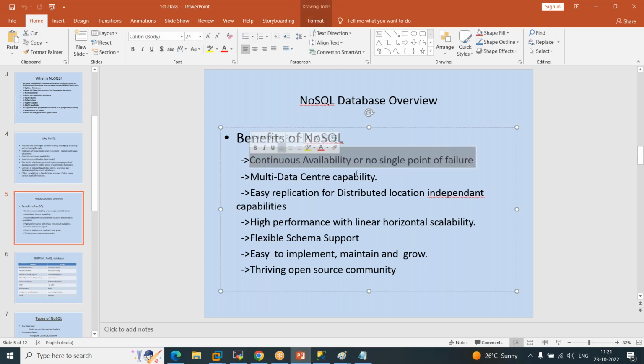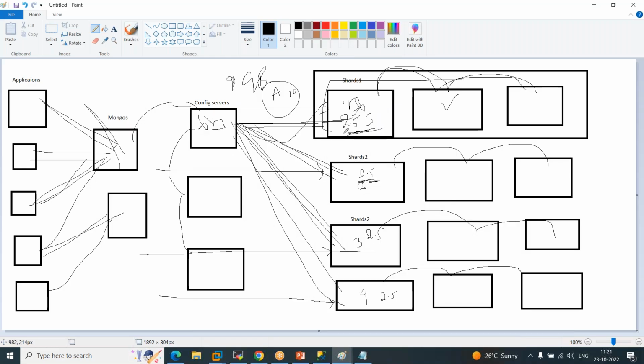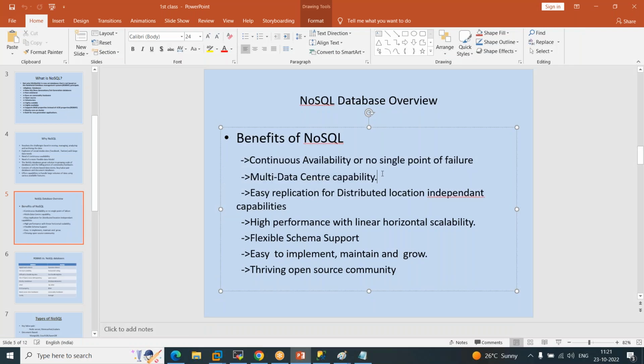This is the biggest selling point. Multi-data center capabilities. Here I was talking about a diagram: this I can keep in one data center, this I'll keep in another data center, so that even if an entire data center is down, I have the data here. I can operate from there temporarily as long as this is up. So data availability as well as scalability are both achieved. And in a single replica set, you can keep a few nodes as primary and a few nodes in a remote region. They can be part of one group, sync the data and give you better availability. Easy replication for distributed, location-independent capabilities.